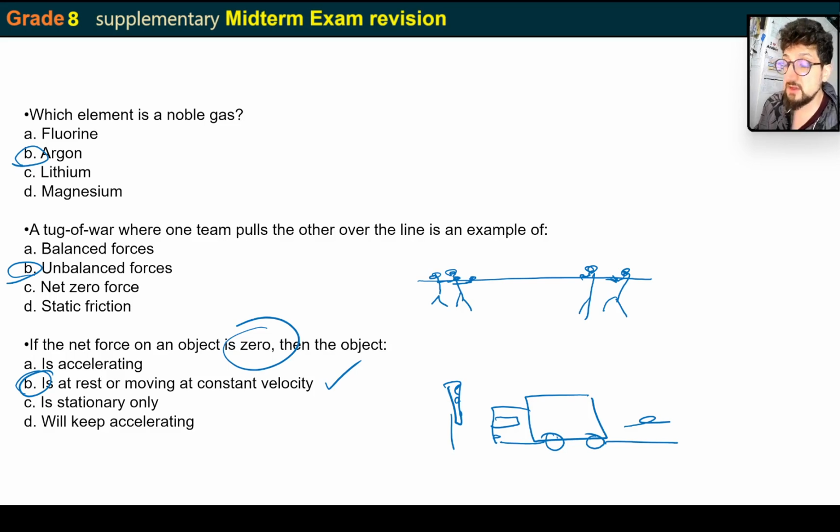And remember that velocity is just speed with direction, okay? So that's all it is. Speed is distance over time, velocity is displacement over time, which is the shortest distance between 2 points. You're not expected to know that velocity is displacement over time, but you are expected to know that velocity is speed with direction.